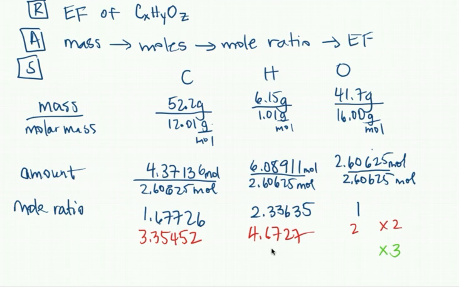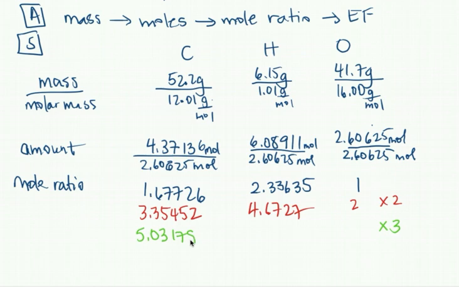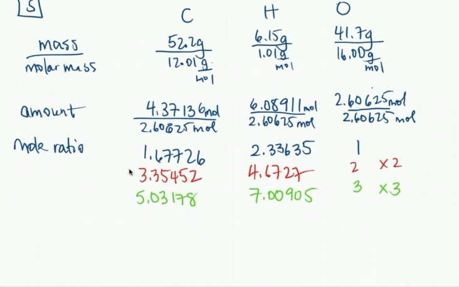1.67726 multiplied by 3 will make 5.03. So hopefully you're like, okay, that's a nice one. Let's hope the next one works. So we have here times 3, and then this one here is 7.00905. Much better. Here we're looking at a nice whole number, so you have 5 carbons to 7 hydrogens to 3 oxygens. That's a much better mole ratio to compare with.